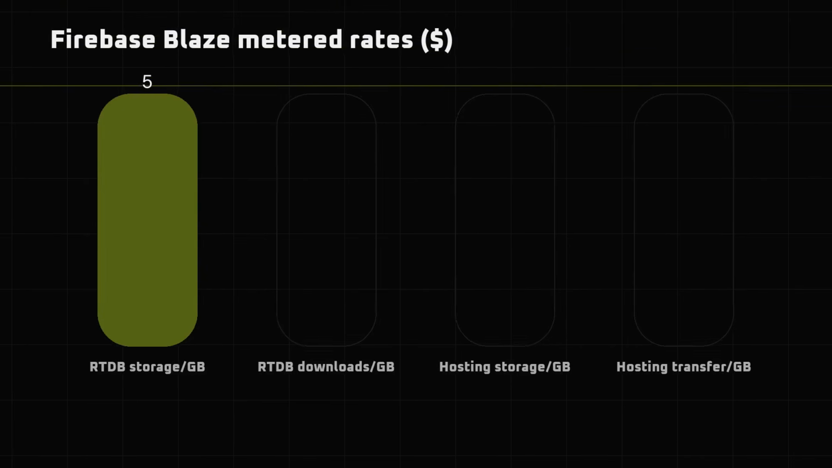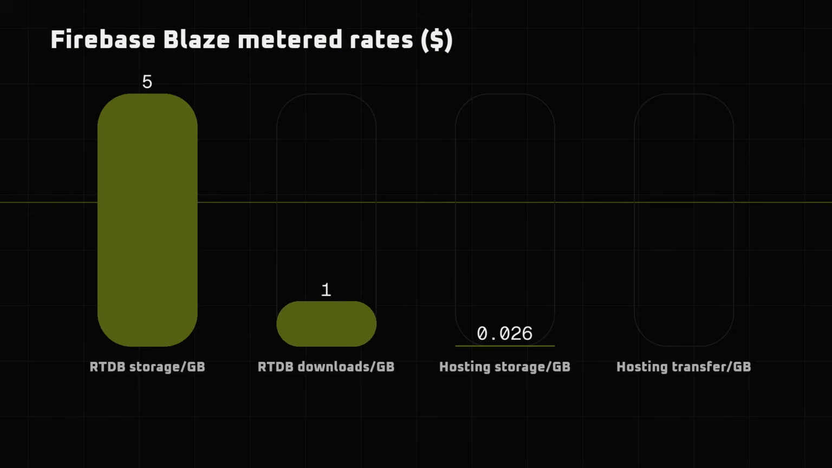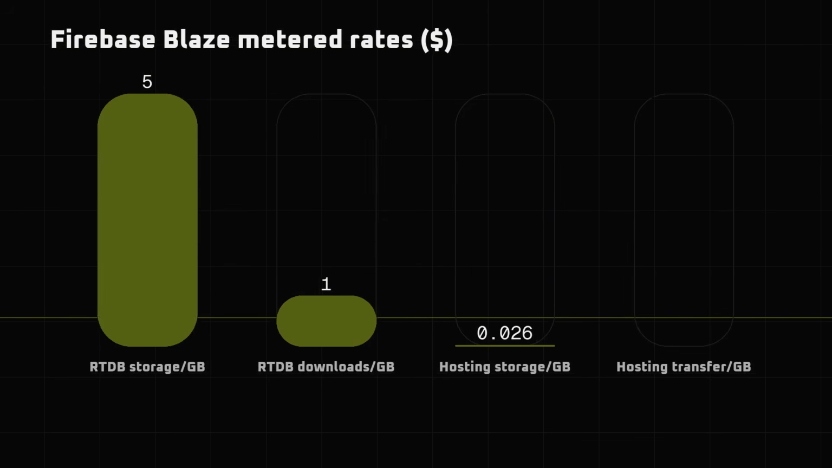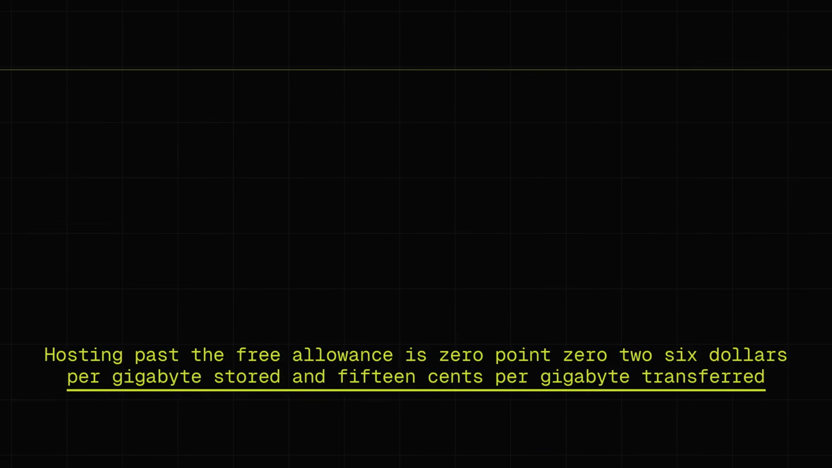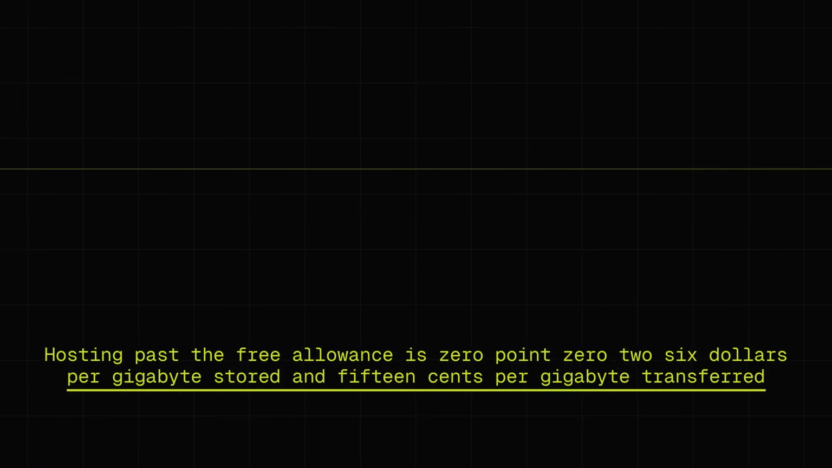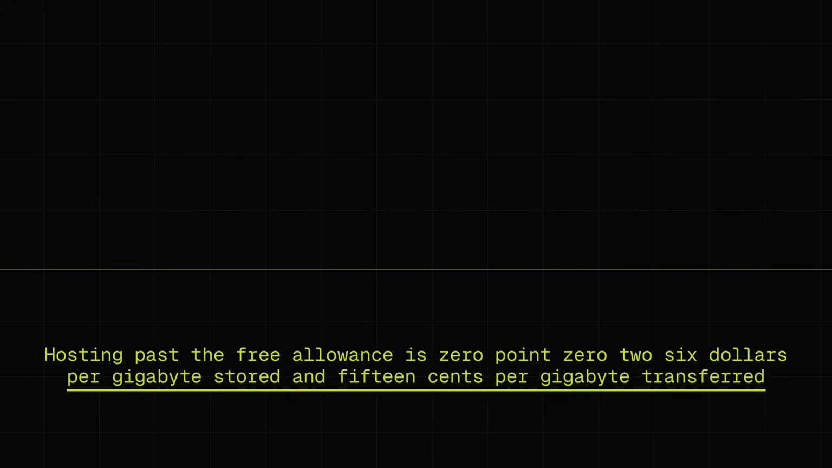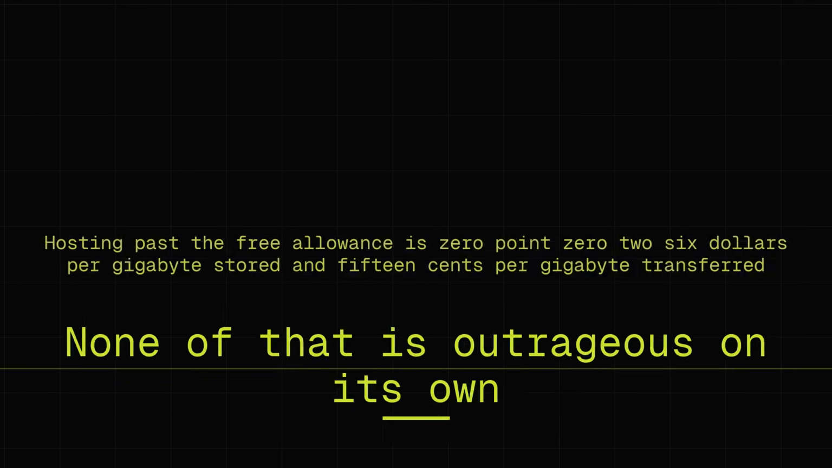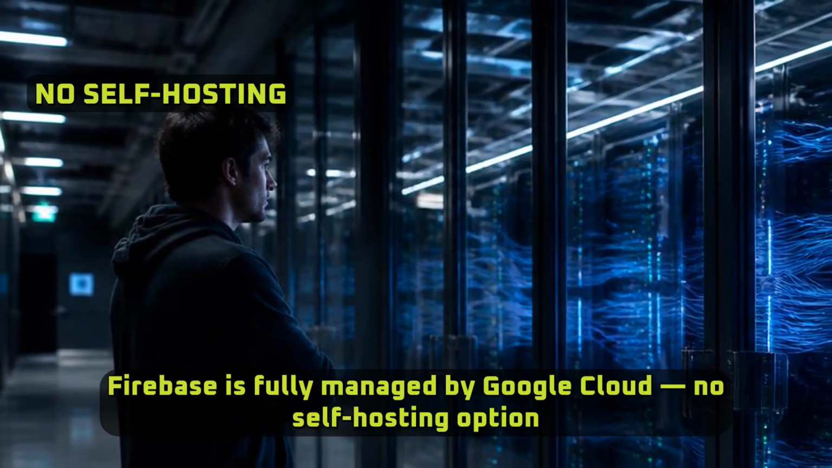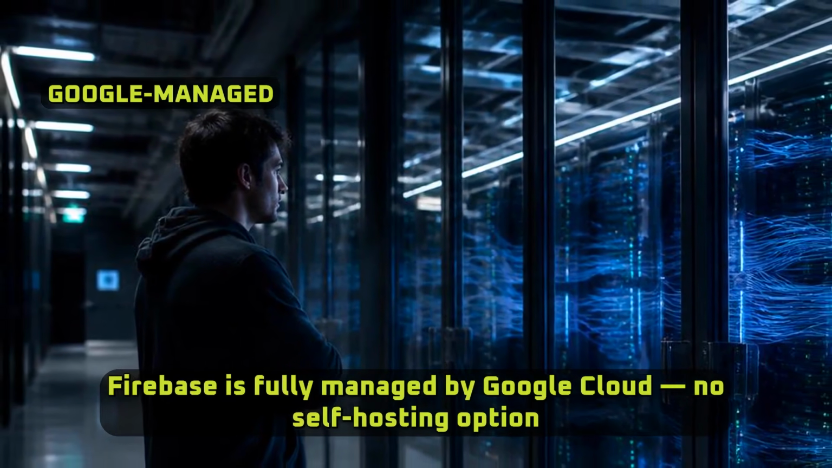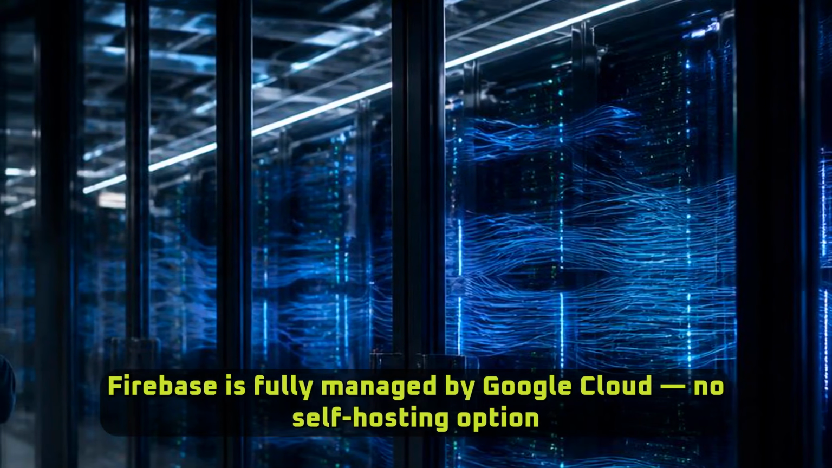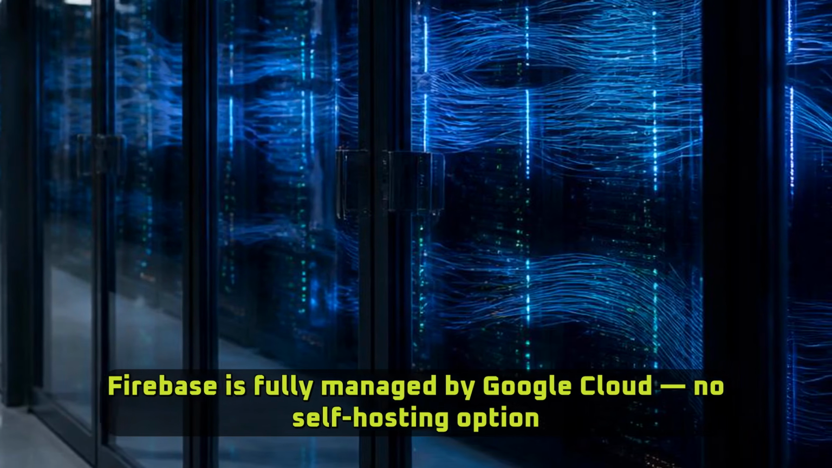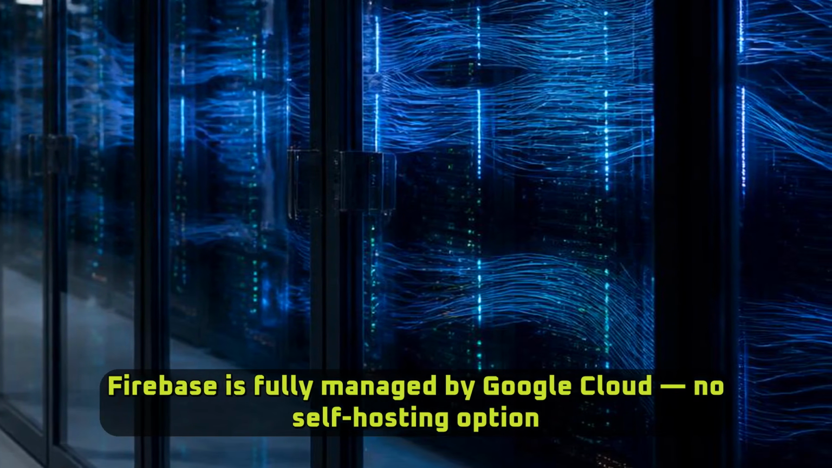Realtime Database storage beyond 1 GB bills at $5 per gigabyte. Downloads beyond the daily allowance are $1 per gigabyte. Hosting past the free allowance is $0.026 per gigabyte stored and 15 cents per gigabyte transferred. None of that is outrageous on its own, but you do not self-host any of it. Firebase is fully managed by Google Cloud with no self-hosting option. Your data lives where Google puts it, and your bill scales with someone else's rate card.